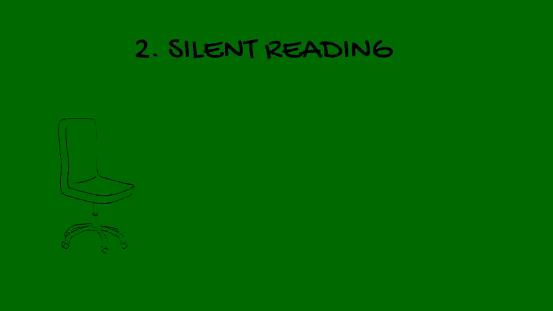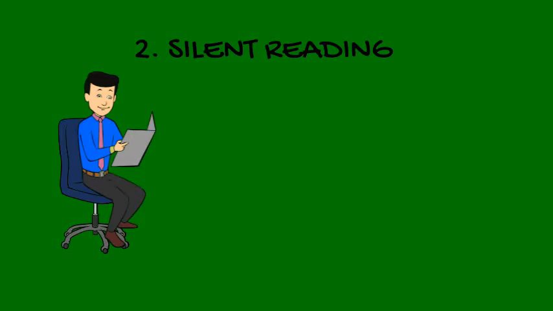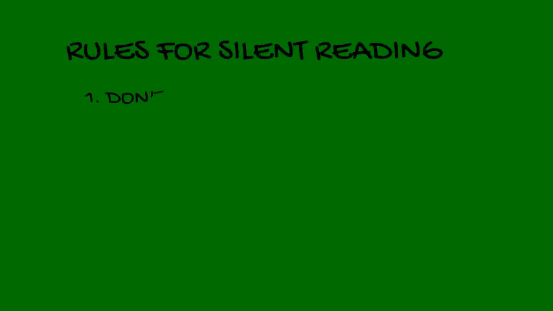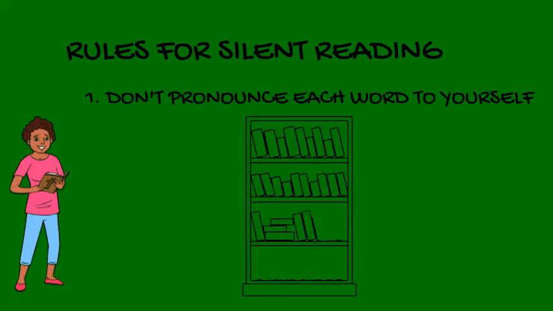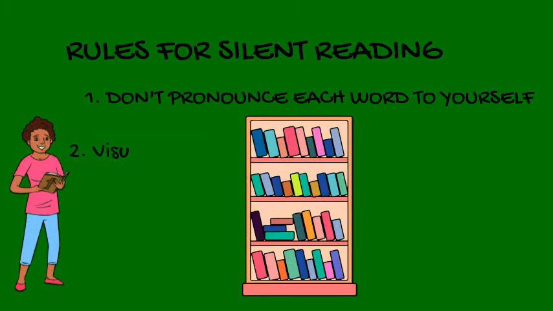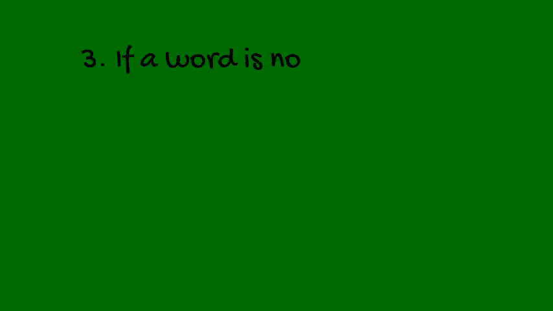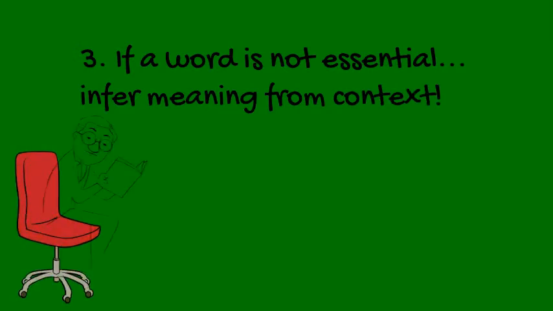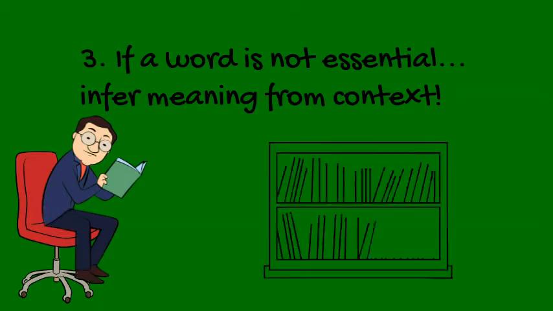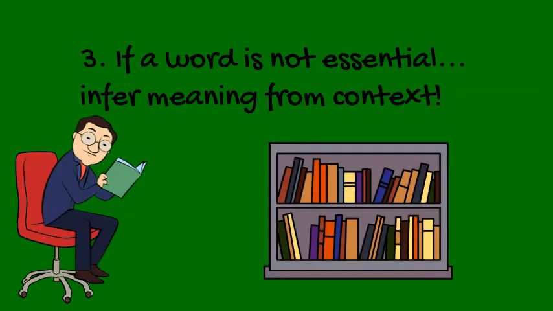Number 2, the use of efficient silent reading for rapid comprehension. Now I'm going to tell you the rules for silent reading. Number 1, you don't need to pronounce each word to yourself. Number 2, visually perceive more than one word at a time, preferably phrases. And number 3, unless a word is crucial to global understanding, skip over it and infer meaning from context.